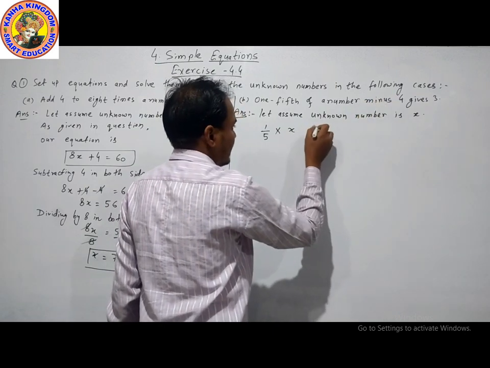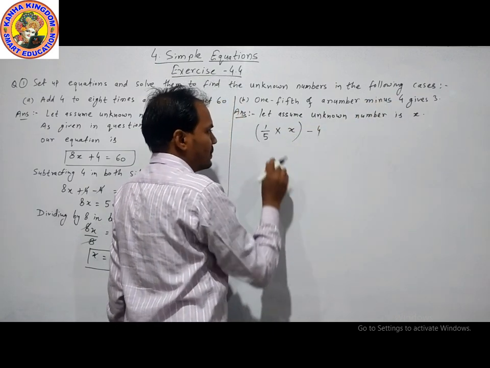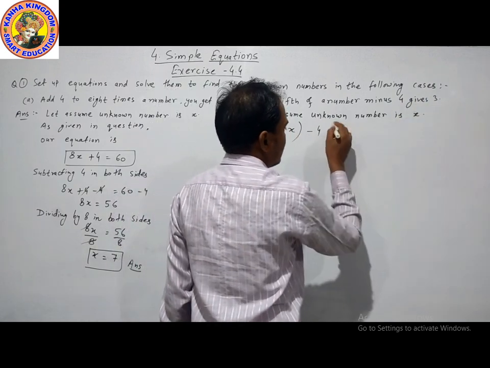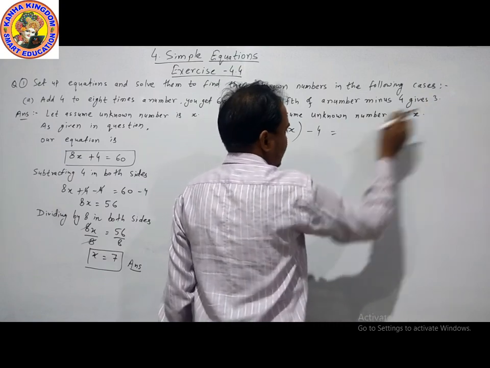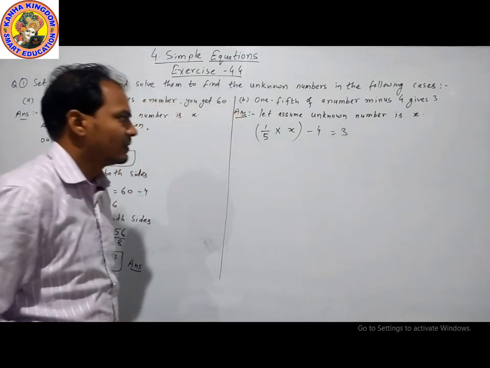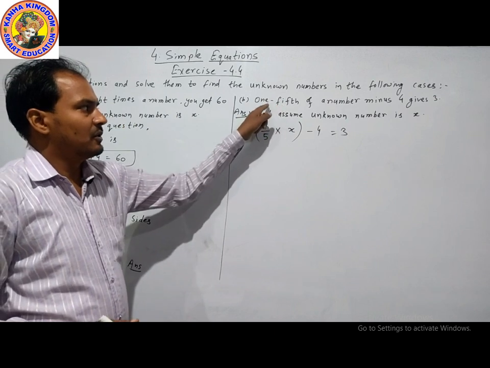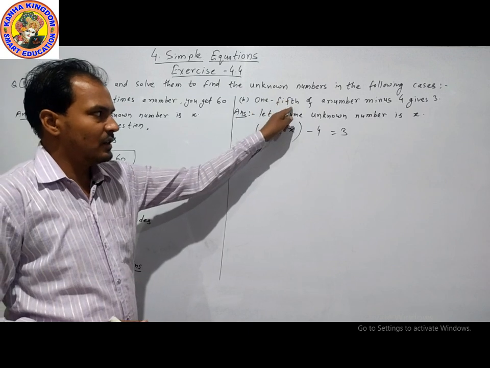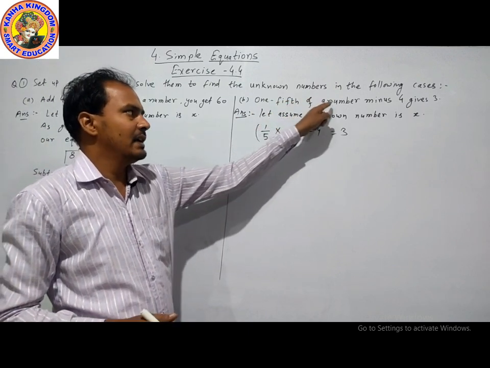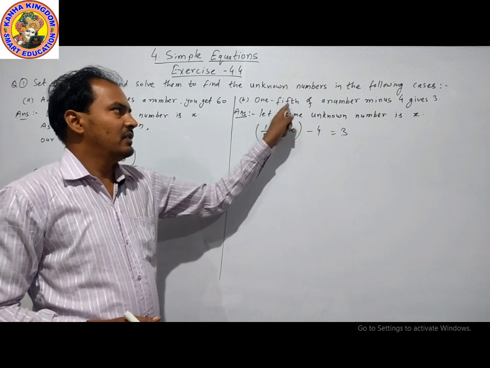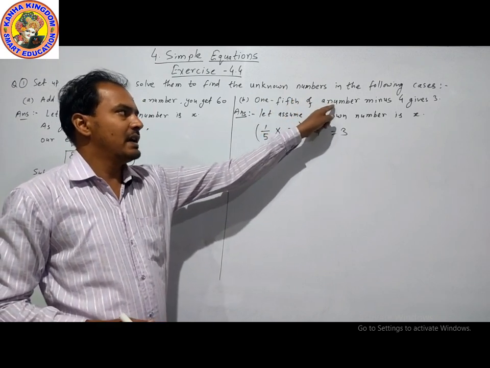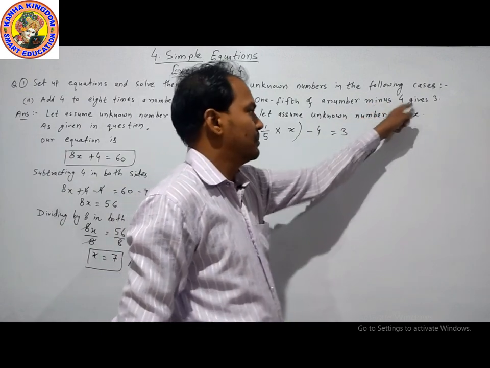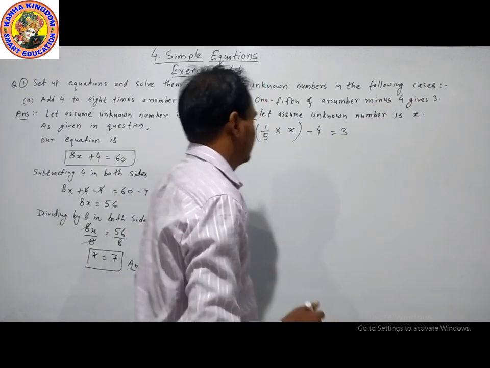Minus 4. 1/5 of x minus 4 gives, means equal to, 3. 1/5 means 1 upon 5. Of means multiply. Number is x. 1 upon 5 multiply x, then minus 4 gives, means equal to, 3.